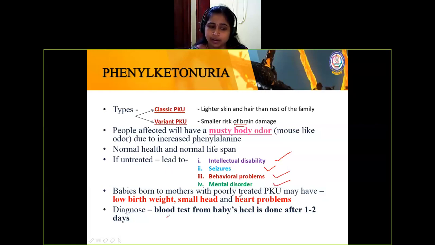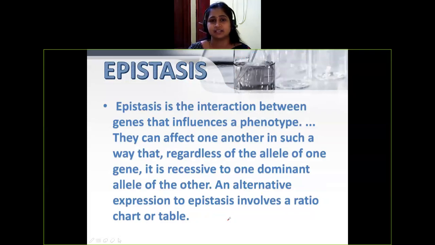Okay, how can it be diagnosed? By a blood test. Okay, so next class we'll see about epistasis, the last topic of these different types of crosses, right?